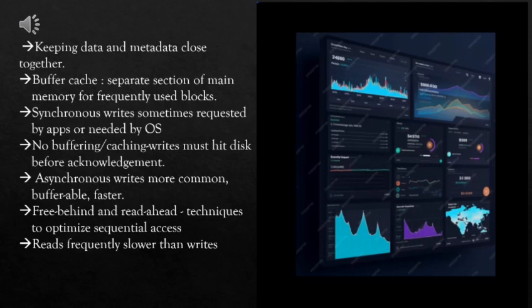Our next topic is buffer cache, which consists of a separate section of main memory for frequently used blocks. Synchronous writes are sometimes requested by apps or needed by the OS, with no buffering or caching; writes must hit the disk before acknowledgement. Asynchronous writes are more common, bufferable, and faster. Free-behind and read-ahead techniques optimize sequential access. Reads are frequently slower than writes.